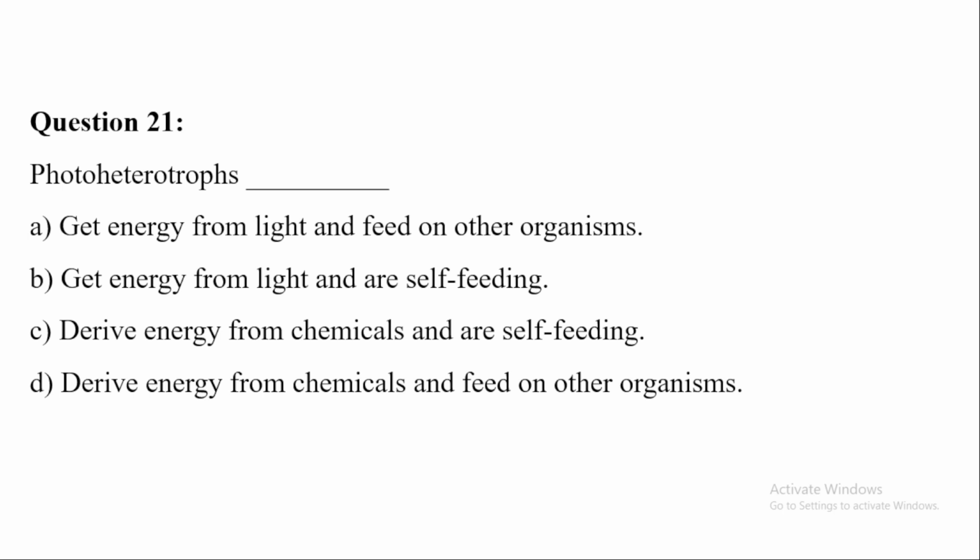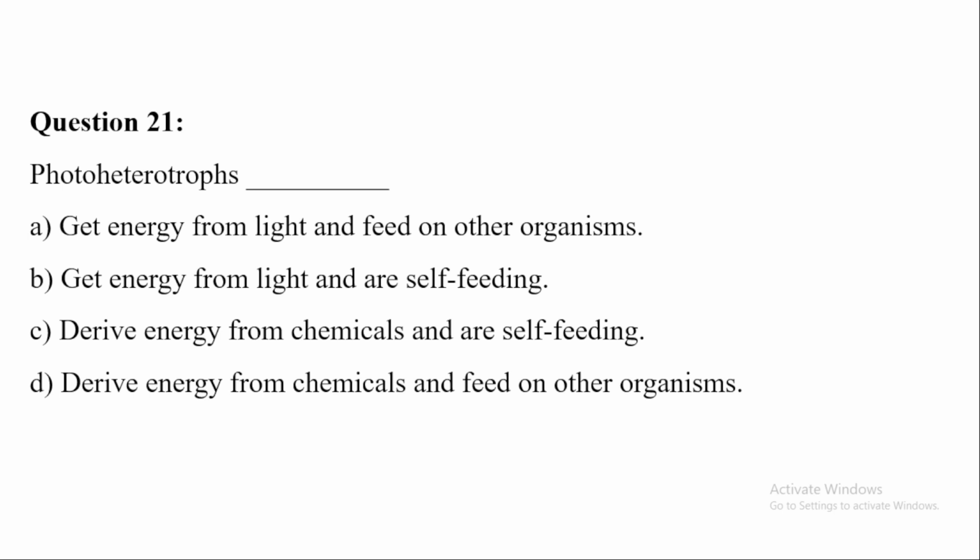Option B is not actually correct. By the term photo, you got it right: get energy from light. That part is correct. Now we have two options, A and B, which say get energy from light. But what do you mean by heterotrophs and what do you mean by autotrophs? One is self-feeding and one feeds on other organisms. Autotrophs are the ones who are actually self-feeding. They can make their own food source.